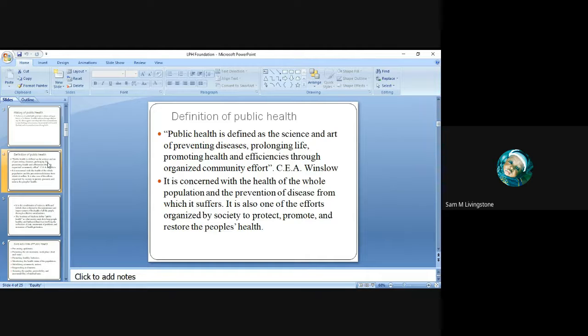Another definition other people give is that it is concerned with the health of the entire population, not a single person. Its aim is prevention. It protects people, promotes health, and it also restores people's health.